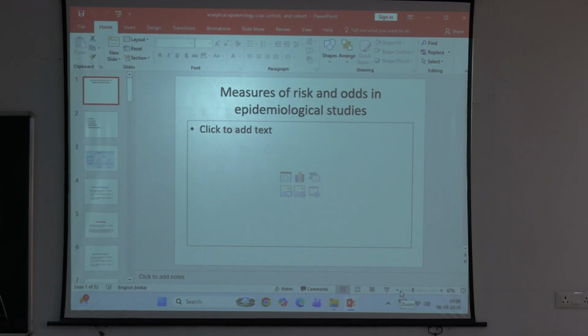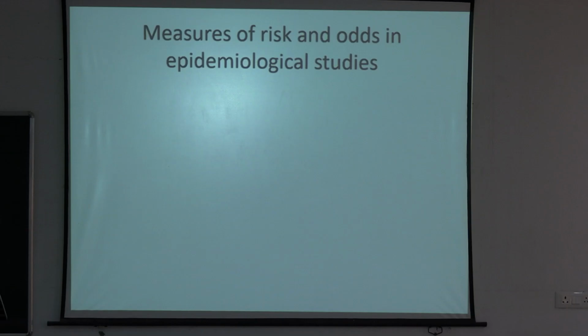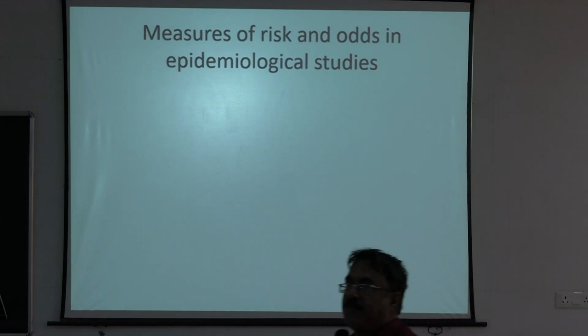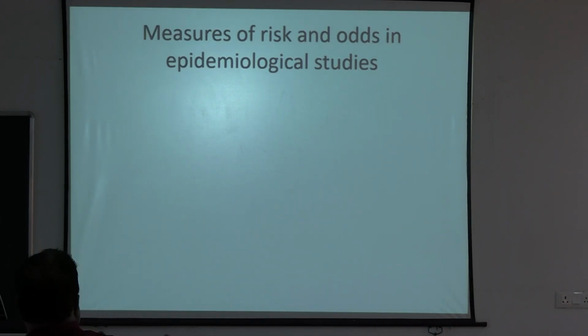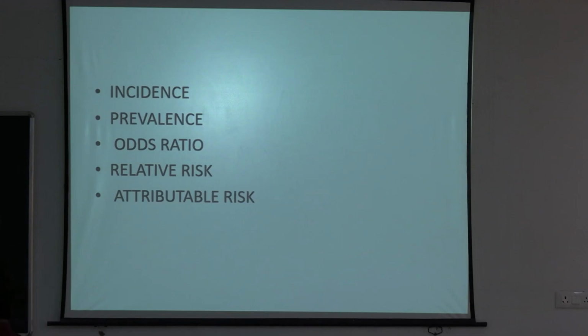Before going to the first part, let's take you a bit through this. Okay. So, in epidemiological studies, there are certain terms that you should know. One is incidence, one is prevalence, third one is odds ratio, fourth one is relative risk, fifth one is attributable risk. We will discuss all this not today, but next week.